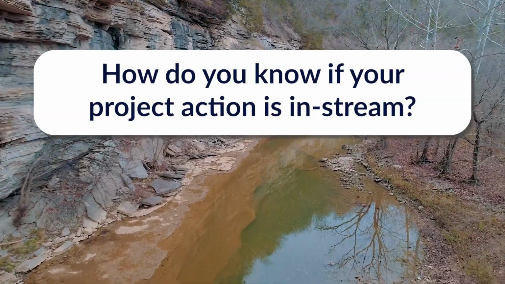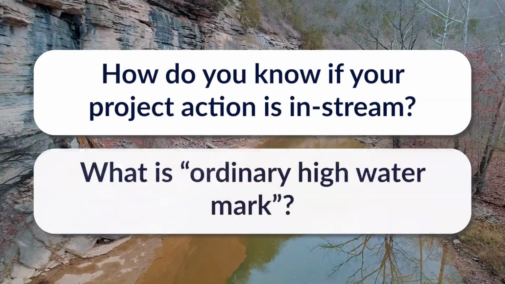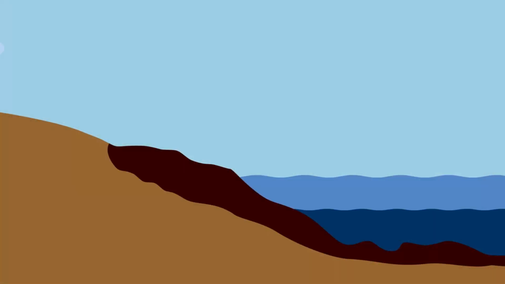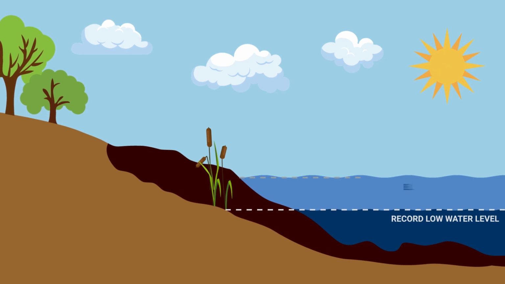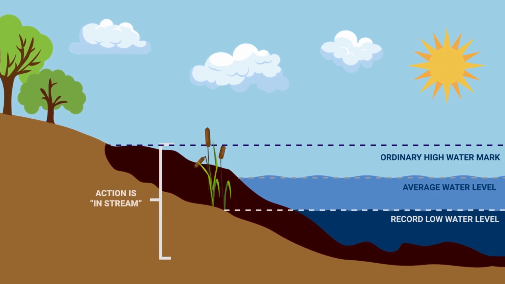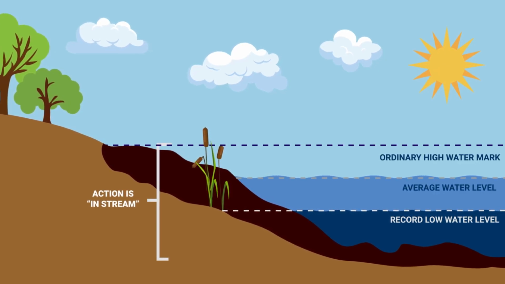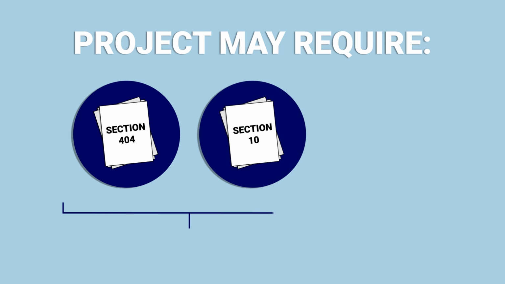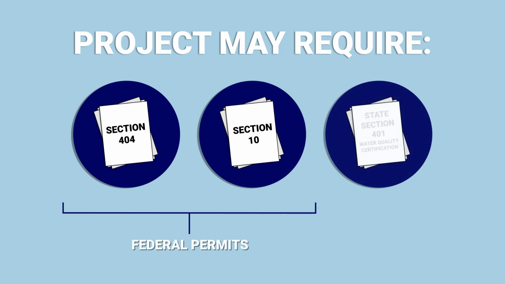How do you know if your project action is in-stream? And what is ordinary high water mark? Project actions occurring below the ordinary high water mark are considered to be in-stream, and depending on the activity type may require a federal Section 404 or Section 10 permit and corresponding state Section 401 water quality certification from the Kentucky Division of Water.